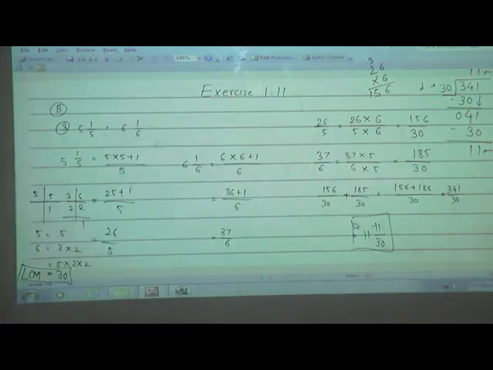Understood? Yes, what we have done? Shall I repeat this example once again? Yes, I'll repeat.